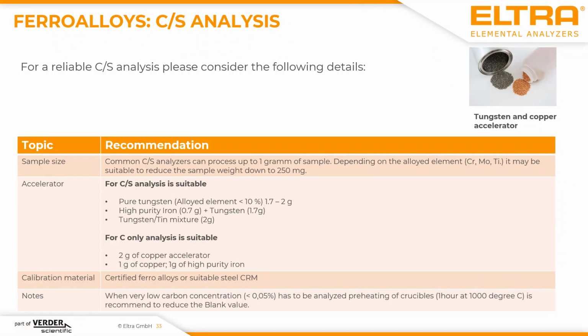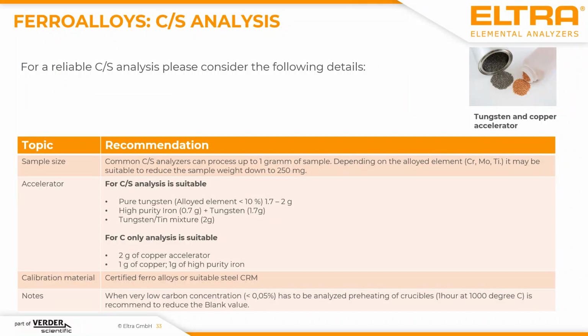And also the applied accelerator could have an effect. For an analysis in ferroalloys, typically iron accelerator and tungsten accelerator is used as combination. But when you would like to analyze very low carbon content, for example 50 ppm, it is recommended to use a high purity iron accelerator. In contrast to a standard iron accelerator, the high purity iron accelerator does provide less blank value, and then you get more precise and more correct results.